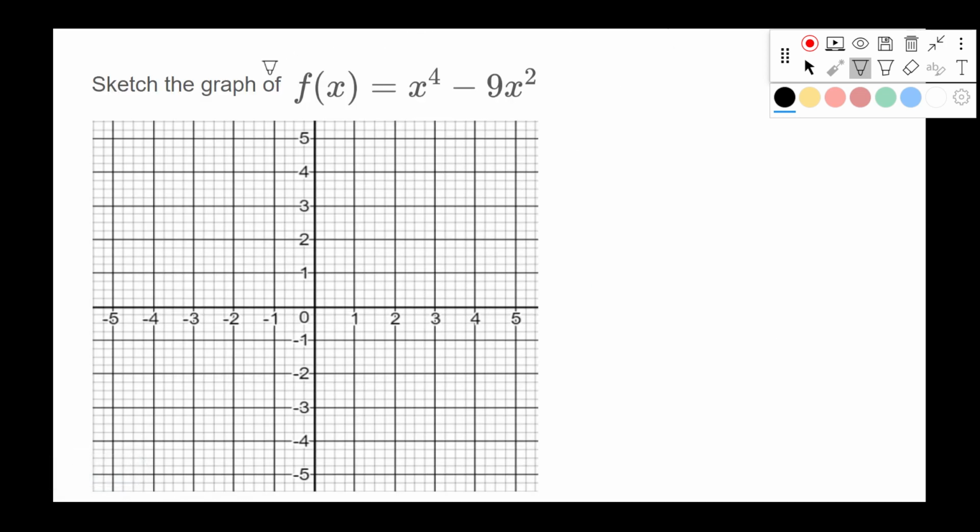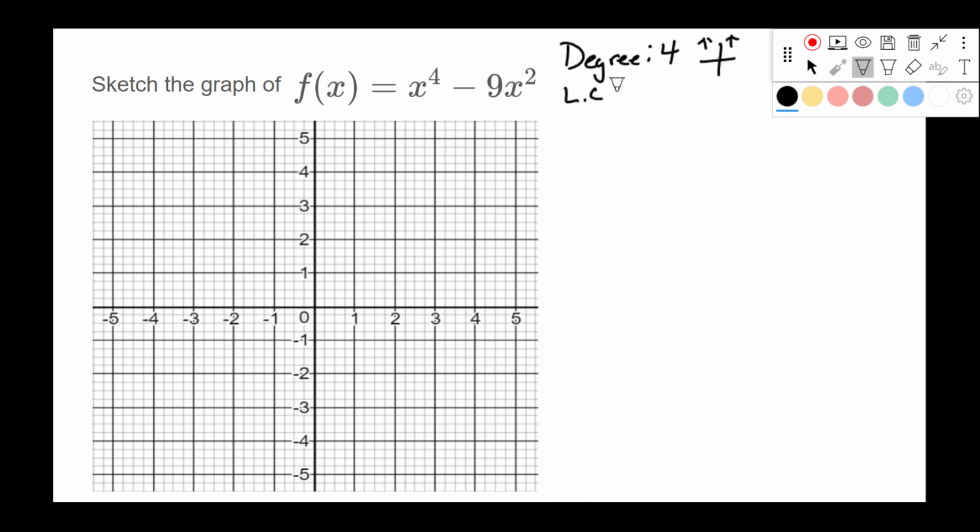Here we go. Let's sketch the graph of f of x equals x to the 4th minus 9x squared. All right, the first thing we're going to do is identify the degree. The degree of this polynomial is 4, because the degree will help us to determine the end behavior. So the degree is 4. Its end behavior, for something degree 4, it's even. So normally that's up, up. The leading coefficient is positive, right? There's a 1 in front of here.